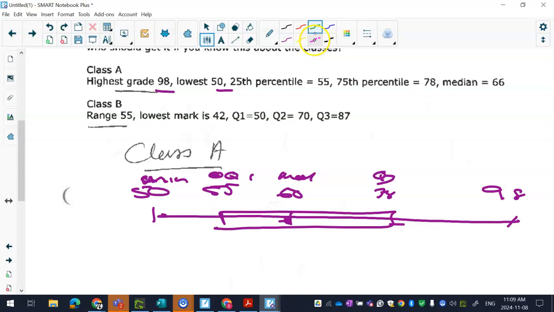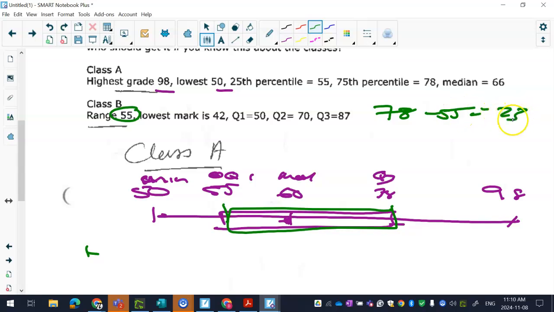If I was to look at the other class, my lowest mark is 42, so I'm down here somewhere. The range is 55. I did this again, I forgot interquartile range. Interquartile range is how big the box is. So you ask yourself, how big is the box? It's 78 subtract 55, which in this case is 23. So the IQR, or the interquartile range, is Q3 subtract Q1.